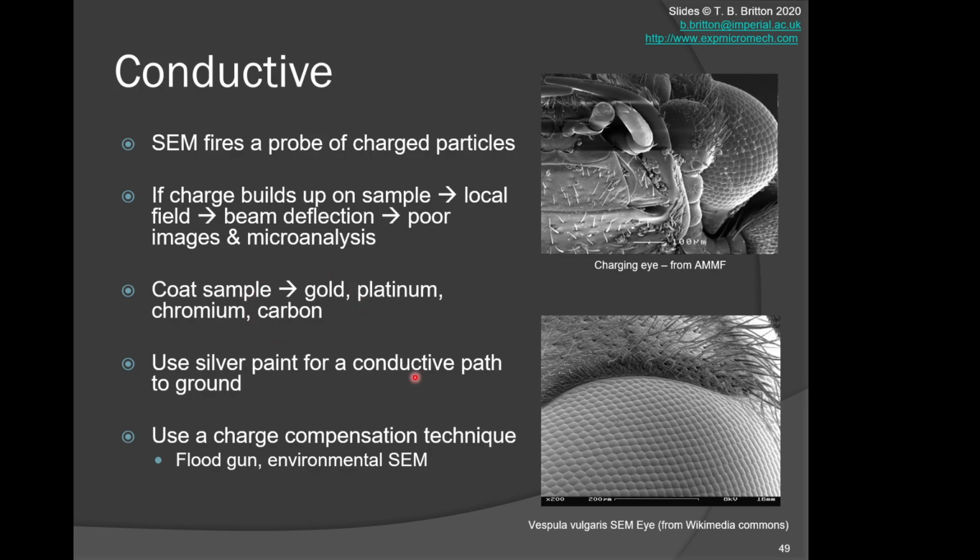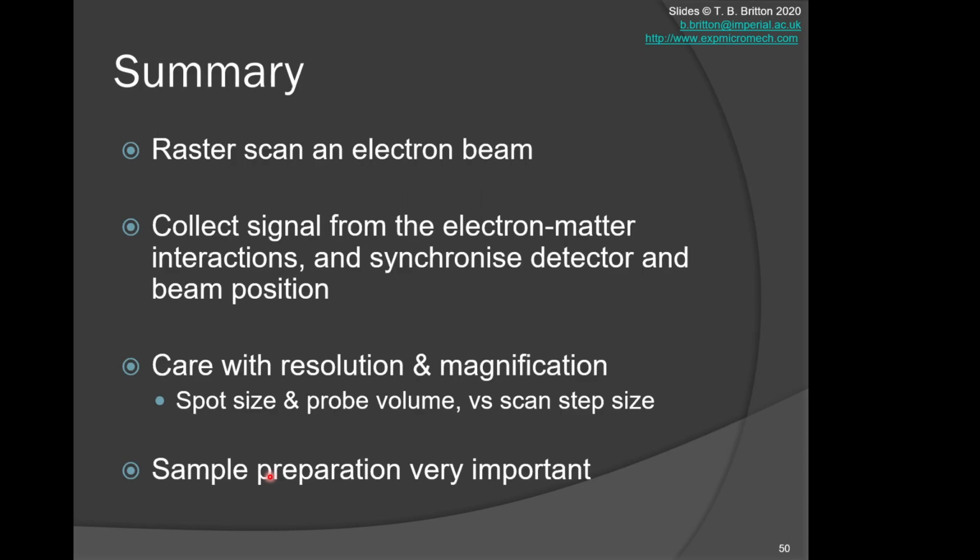You want to use a silver paint to ground the sample, to effectively connect your sample to the microscope, and that gives you a good conductive path to ground. In some microscopes, you can use a charge compensation technique. You can use a flood gun or environmental SEM if you have samples that are charging that you can't use these other methods with. So to summarize, in an SEM, you're raster scanning the electron beam across your sample.